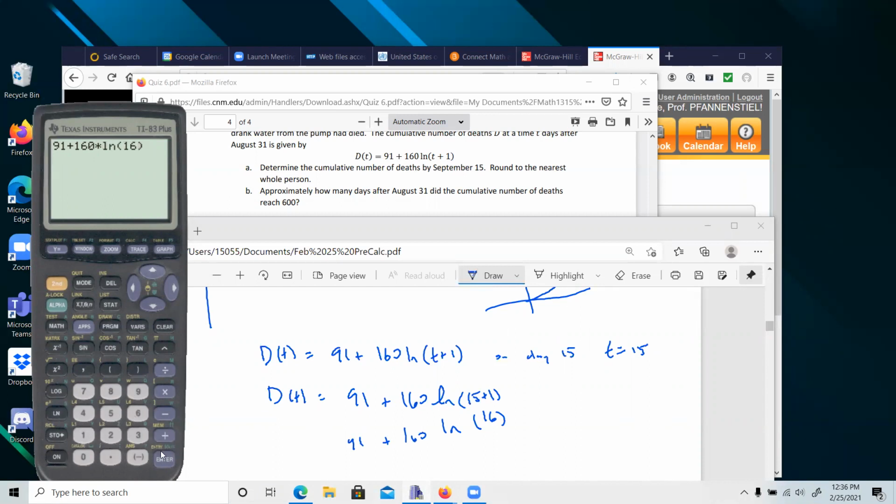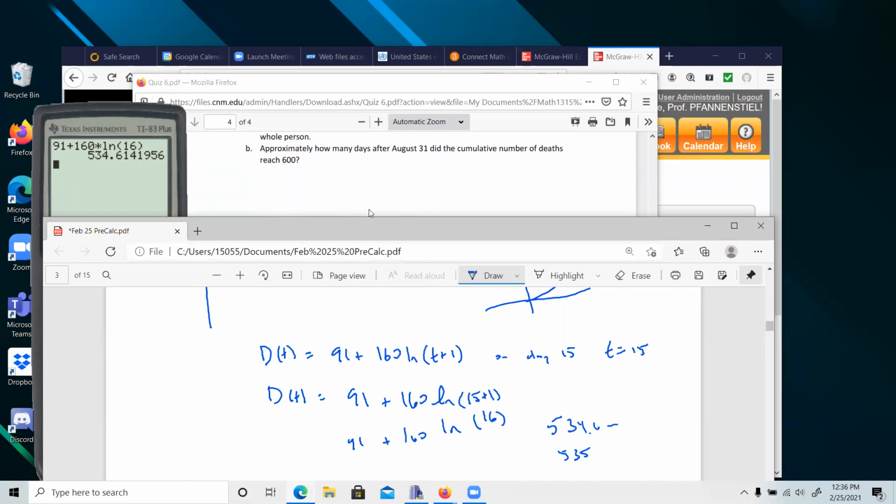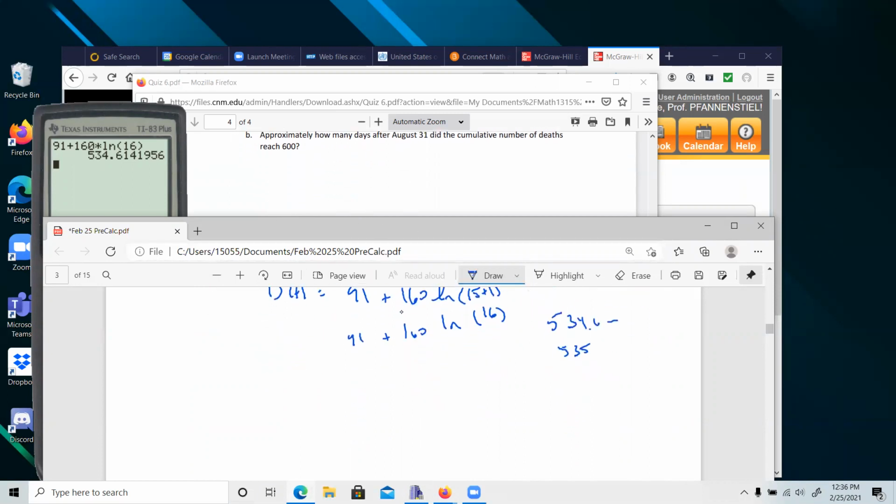Okay, and then round to the nearest whole person. This was 534.6. We'll call it 535. Okay, 535 people had died in 15 days here. Okay, when did it reach 600? So now we're going to say 600 is equal to 91 plus 160 natural log, and then I don't know what day it's going to be. All right.